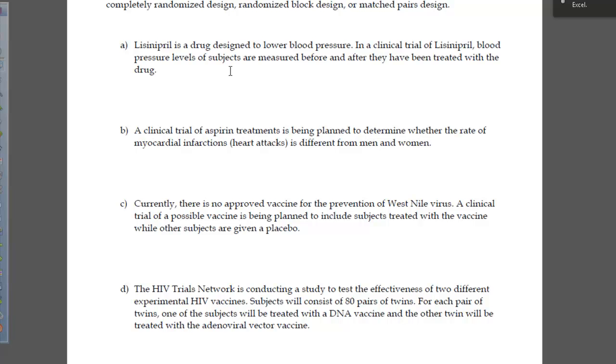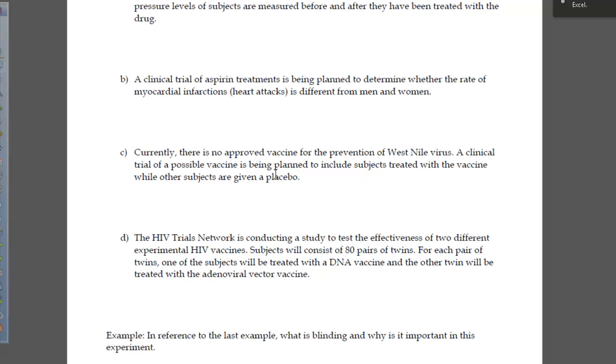A clinical trial of aspirin treatments is being planned to determine whether the rate of myocardial infarctions, heart attacks, is different for men and women. What would you say? Randomized block. Because in addition to knowing whether or not the treatment is effective, we also want to know how it varies for men versus women.